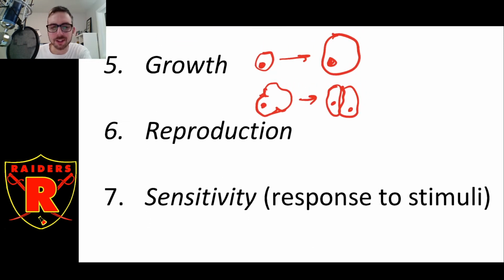Reproduction. Does your organism, the organism that you're discussing, have the ability to reproduce? Not necessarily on its own. Many organisms require a partner for reproduction. All sexually reproducing organisms require a partner, but is there some strategy for reproduction? If you're a living thing, you're going to have some way to produce versions of yourself.